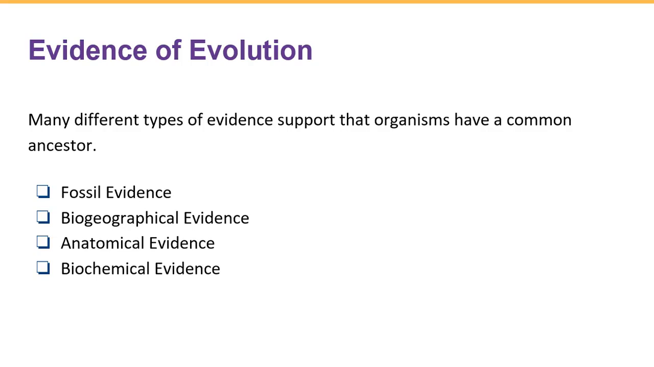Now let's talk about the evidence of evolution. Scientists have found many types of evidence that show organisms share a common ancestor. The main types are fossil evidence, biogeographical evidence, anatomical evidence, and biochemical evidence. Let's go through them one by one.